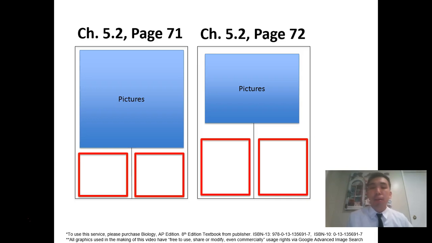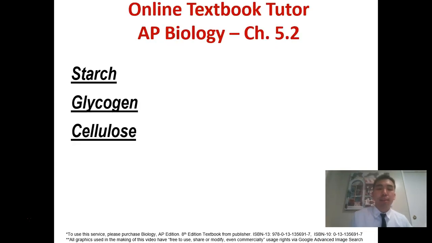Let me go ahead and help you better understand it. The three main polysaccharides that we learned about in this reading were starch, glycogen, and cellulose. So, how do humans store glucose? How do plants store it? These are just different ways here.